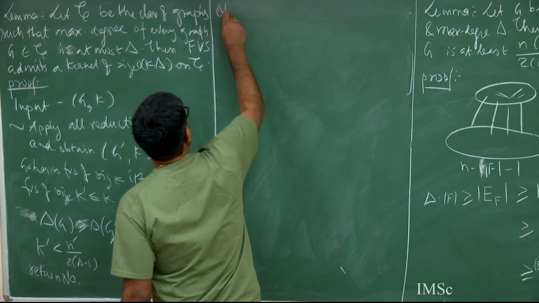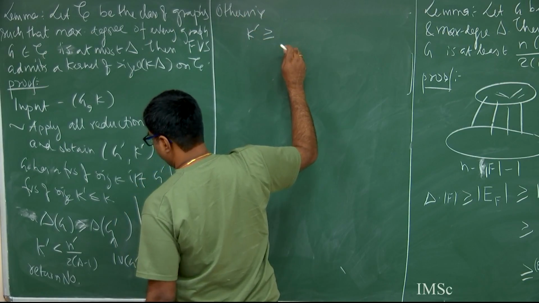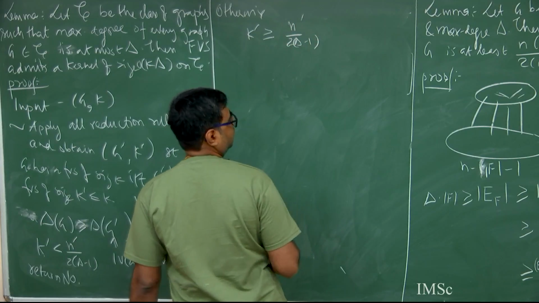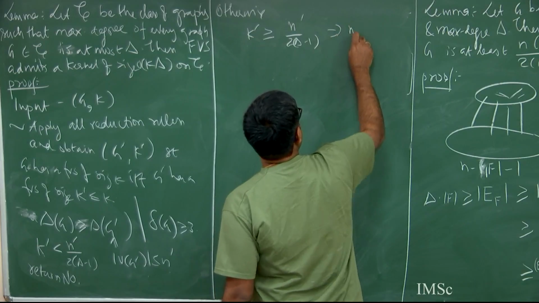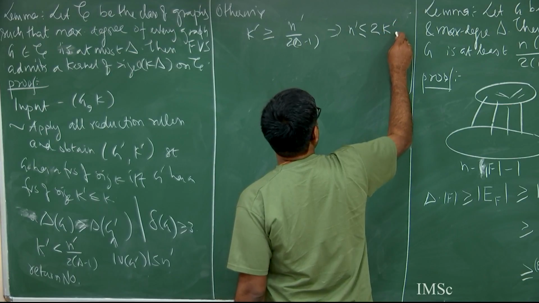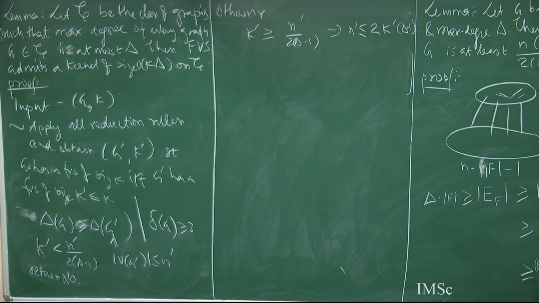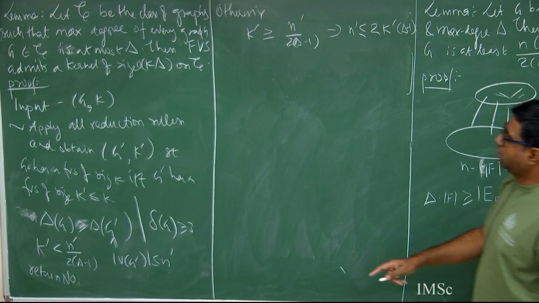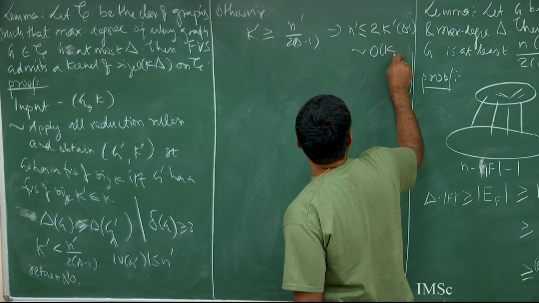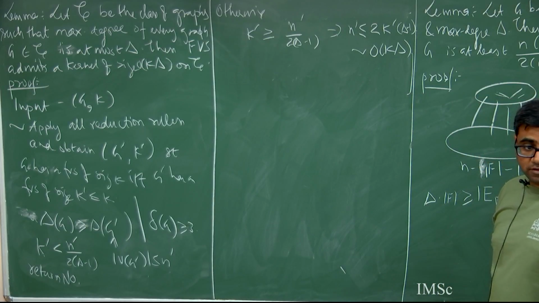Otherwise, what is the situation? K prime is greater than or equal to n prime over 2 times delta minus 1, which implies n prime is less than or equal to 2 times K prime times delta minus 1. Agree? So the number of vertices has become order K delta. But we have still not bounded the number of edges in the graph.